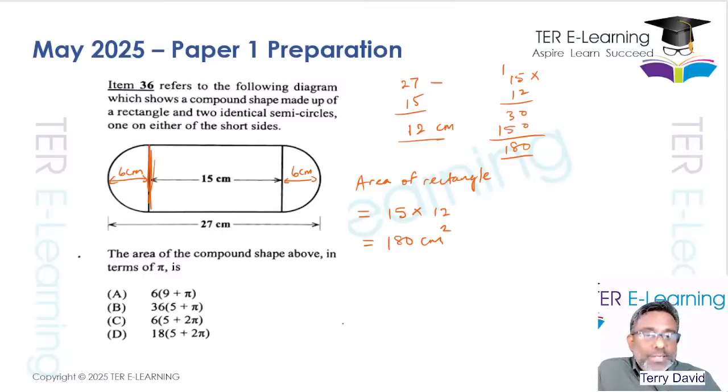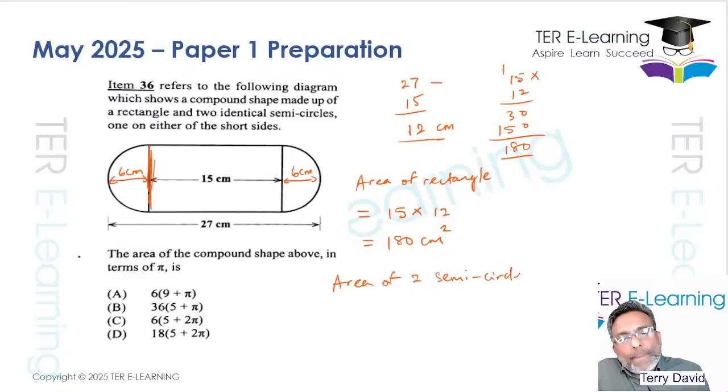Now the area of the 2 semicircles is actually 1 circle. So the area of 2 semicircles is simply going to be pi r squared, right? That's the formula we're going to use. If you notice, the answers are written in terms of pi. The radius in this case is 6, so r squared is 6 squared, which is 36 pi. So that's the area of the 2 semicircles. Therefore, the area of this whole compound shape is going to be 180 plus 36 pi.